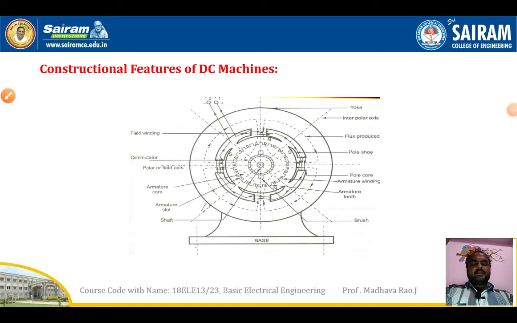Hello everyone, in this video we'll see about the constructional features of DC machine. So a DC machine consists of various parts like field winding, commutator and field axis, armature core, armature slot, yoke and pole shoe and brushes and bearings. So we'll see the function of different parts in a DC machine.